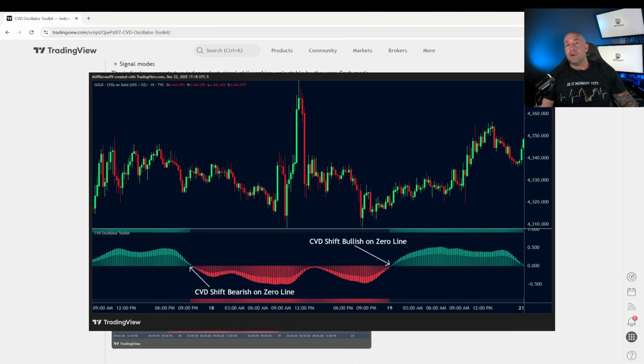So let's start with zero-line state shifts. In this mode, signals are generated when the normalized CVD oscillator crosses its central equilibrium level. A cross above the zero line represents a transition from net selling pressure to net buying pressure, while a cross below zero represents a transition from net buying pressure to net selling pressure. From an interpretive standpoint, a bullish signal indicates that buying volume pressure has become dominant, while a bearish signal indicates that volume selling pressure has taken control.